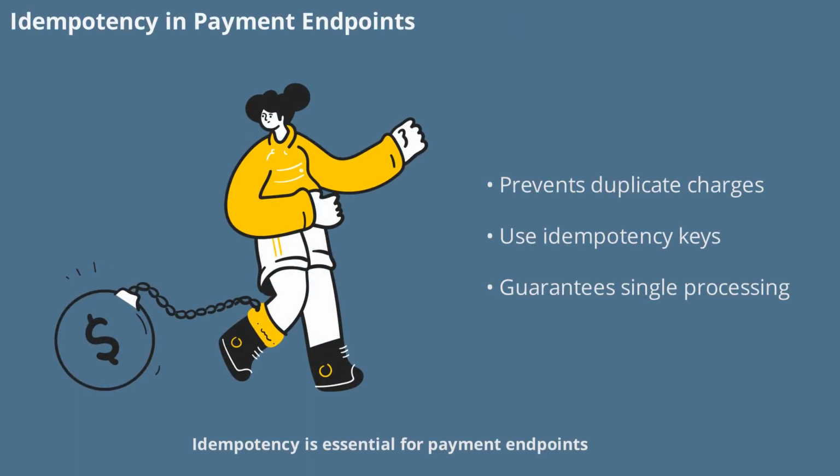Idempotency is essential for payment endpoints. If a client retries a payment request due to a dropped connection, you must ensure they aren't charged twice. This is done using idempotency keys, which are stored and checked to guarantee that each payment is processed exactly once. Knowing where and how to store these keys is a critical backend skill.